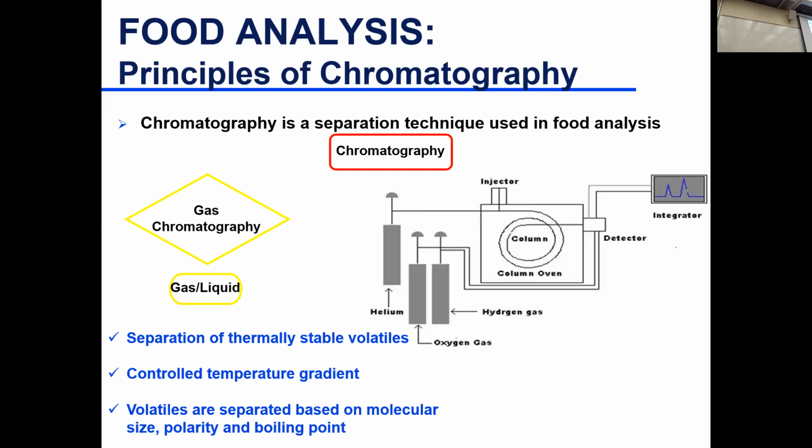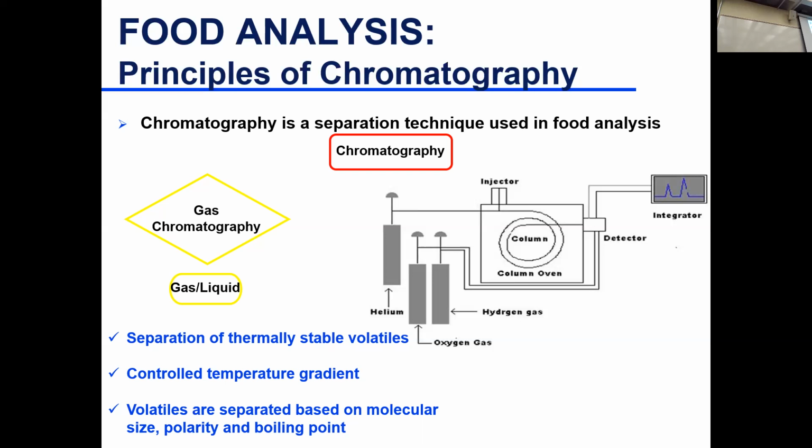So when they become in the gaseous state, they're going to move with the helium faster than another compound based on at which temperature they reach the gas state. And then they move through the column and then to a detector. In this case here, it's an FID detector, which is a very common flame ionization detector. It's kind of like a workhorse of GC.